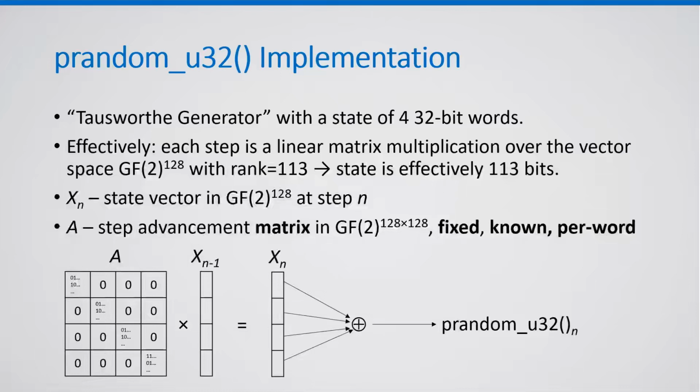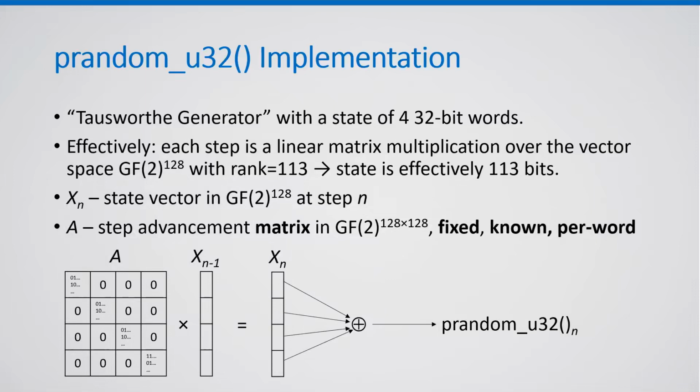Prandom U32 is a Tausworthe generator with a state of 4 32-bit words, altogether 128 bits. In a PRNG step, a linear matrix is applied to the existing state vector to form the new state vector. This matrix has a rank of 113, so the state is effectively 113 bits. The matrix is fixed, known, and it operates on the state vector on a word-by-word basis, so each word is actually advanced independently of the other words.